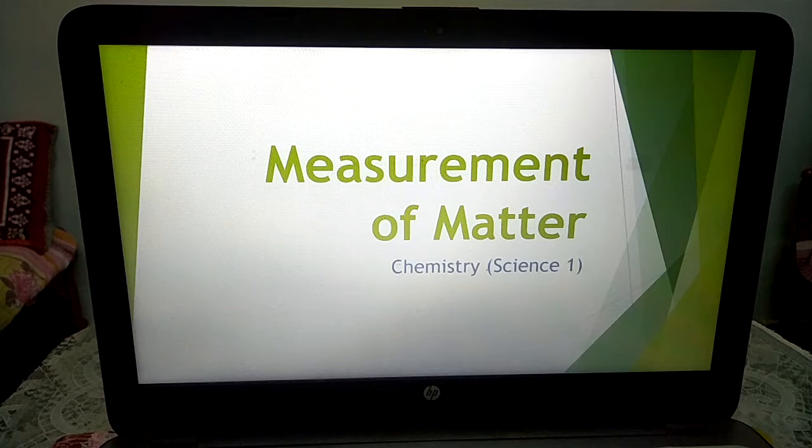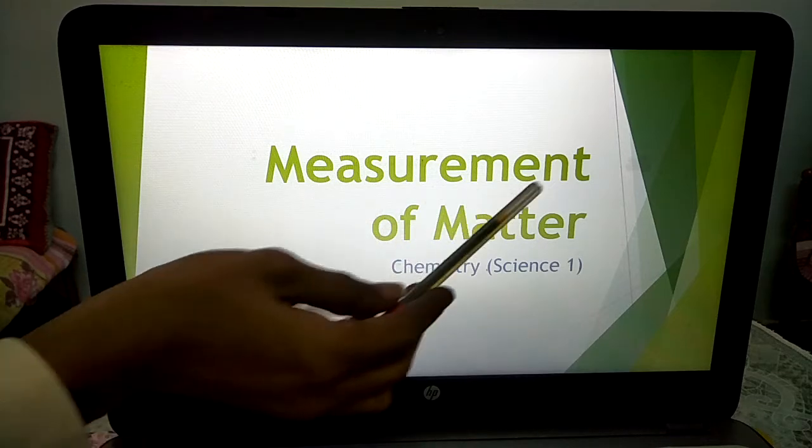So today we are going to learn the chemistry part from Science 1, and from that we are taking the chapter Measurement of Matter.